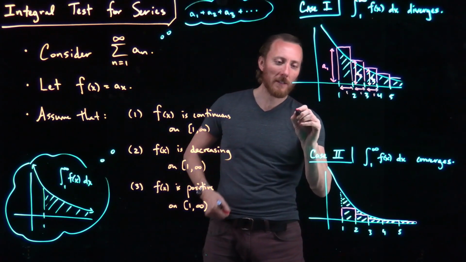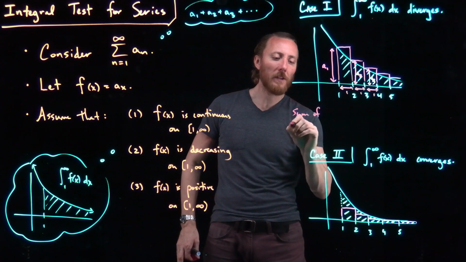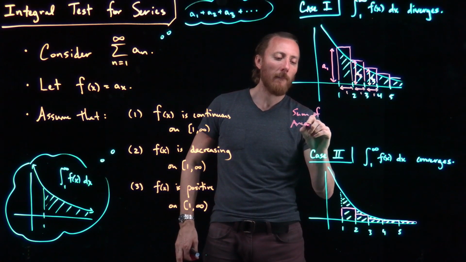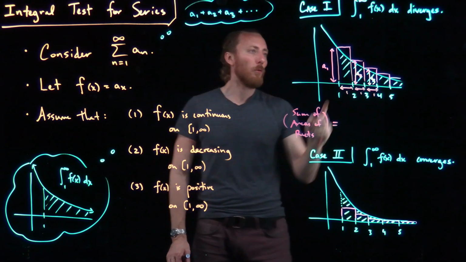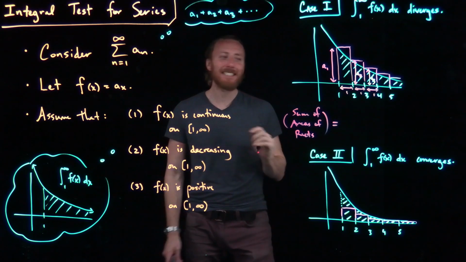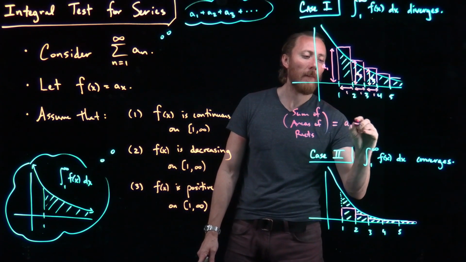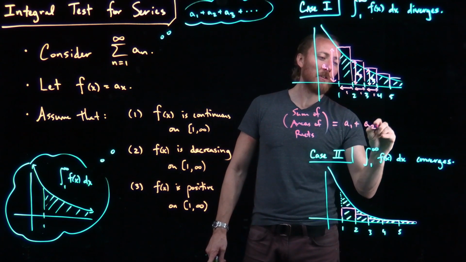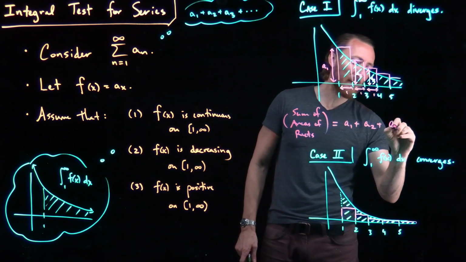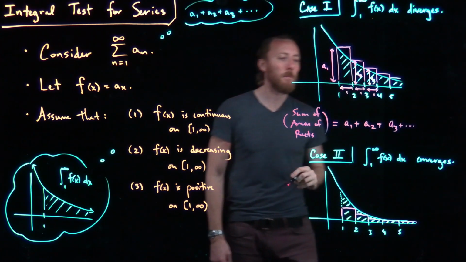So check it out. The sum of the areas of the rectangles would be what? Well, that first rectangle has an area of a sub 1, a sub 1 times 1. The next rectangle has an area of a sub 2. The next rectangle has an area of a sub 3, and so on.